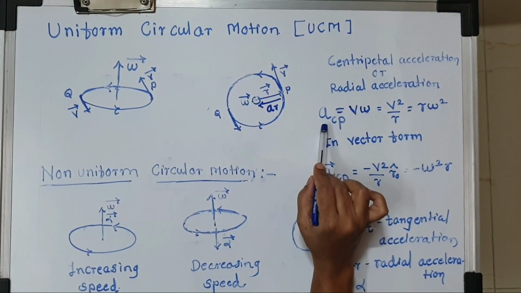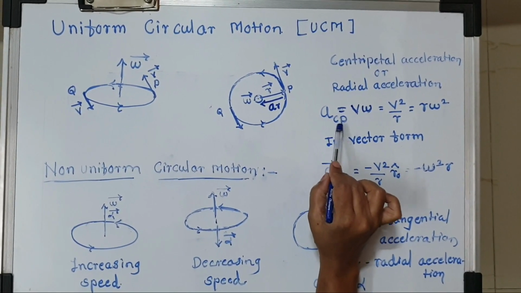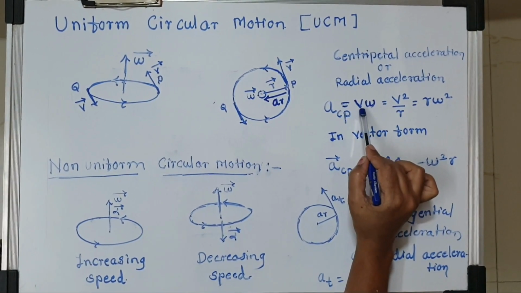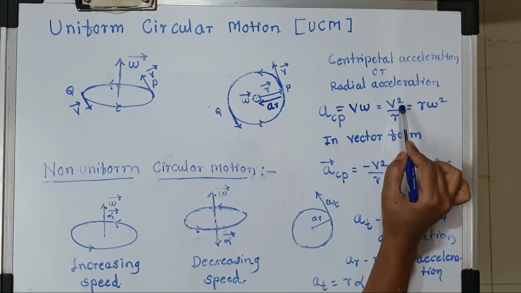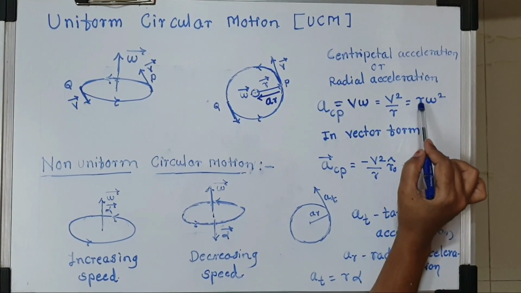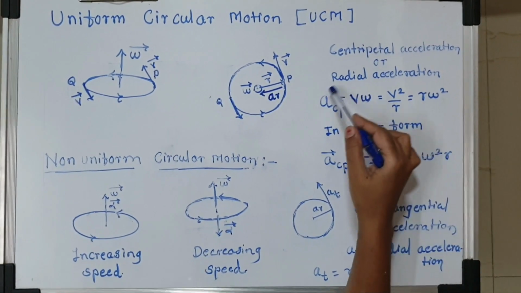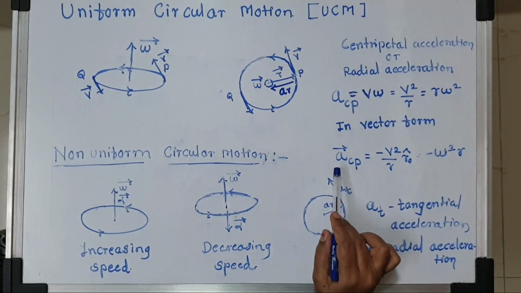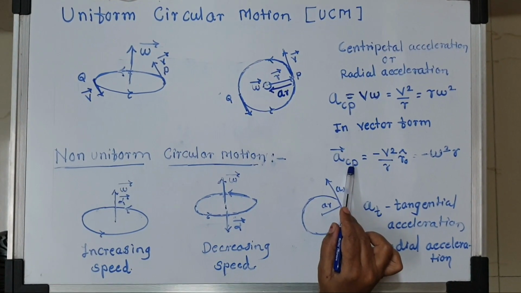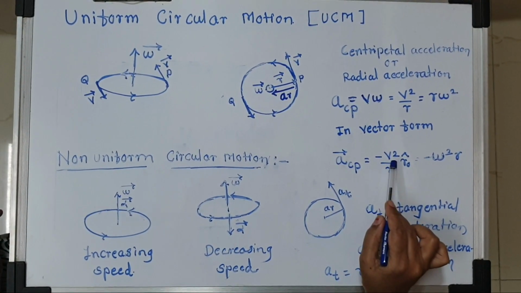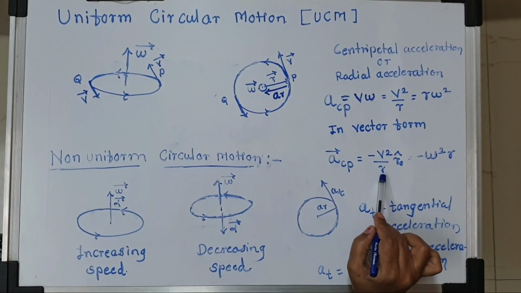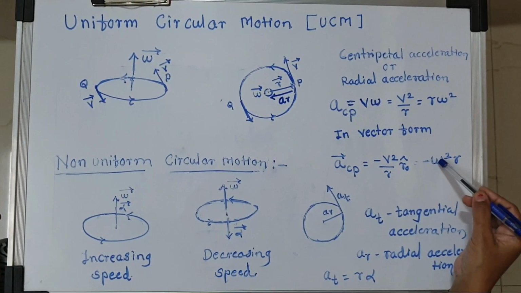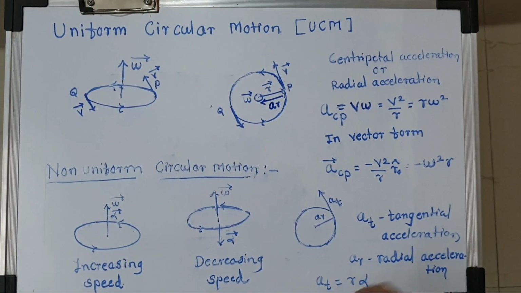Now its formula is given. a_CP means centripetal acceleration, V into omega, linear velocity into angular velocity, equals V square upon R equals R omega square. This derivation we saw in 11th science. In vector form, we can write it as a_CP bar equals minus V square upon R r0 cap equals minus omega square R bar.